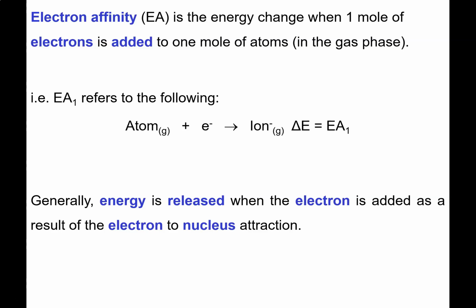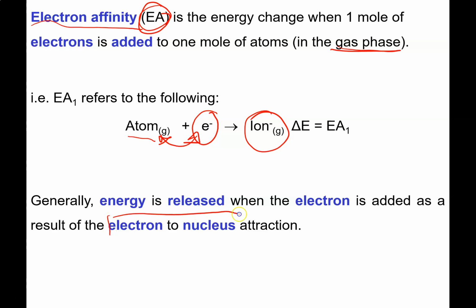So our final property that we're going to look at is called electron affinity, often given the symbol EA. It's the energy change when 1 mole of electrons is added to 1 mole of atoms, again in the gas phase. So we take our neutral atom, we add an electron, and we form an anion. Because we're forming a bond between the electron and the atom, energy is released. Energy is released when bonds are formed. Energy is taken in when bonds are broken. So generally, energy is released when you add an electron to an atom.